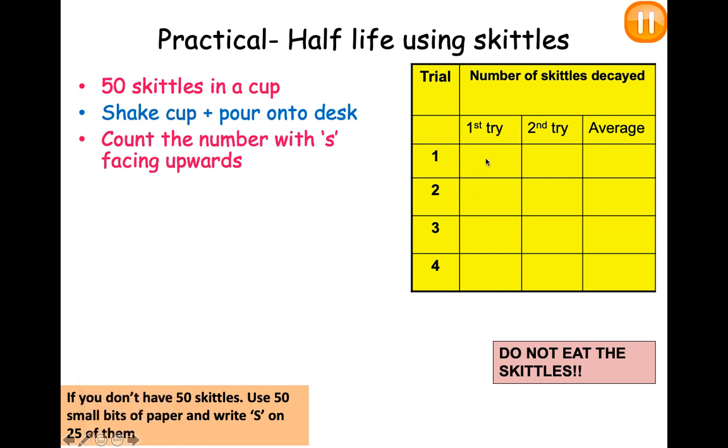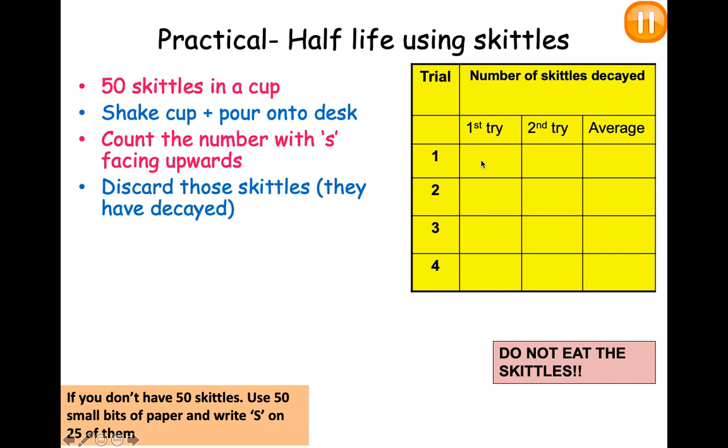You should have sketched a table where you can jot down your answers. For the first trial, write down the number of Skittles or pieces of paper that have the letter S facing upwards in the first try column, next to trial number 1. For example, if you've got 35 with the letter S facing upwards, you would write the number 35 in that box. Then you put those to one side, because you can say that they've decayed. We don't need those anymore.